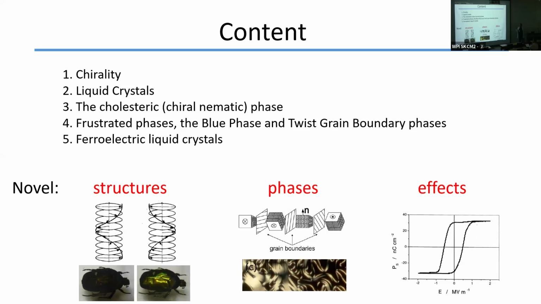And what we observe for chiral liquid crystals is basically novel structures, novel phases, and novel effects, sometimes in combination of all three of them. You might wonder about the beetles down here. That's the biology part. I will come back to those later on.